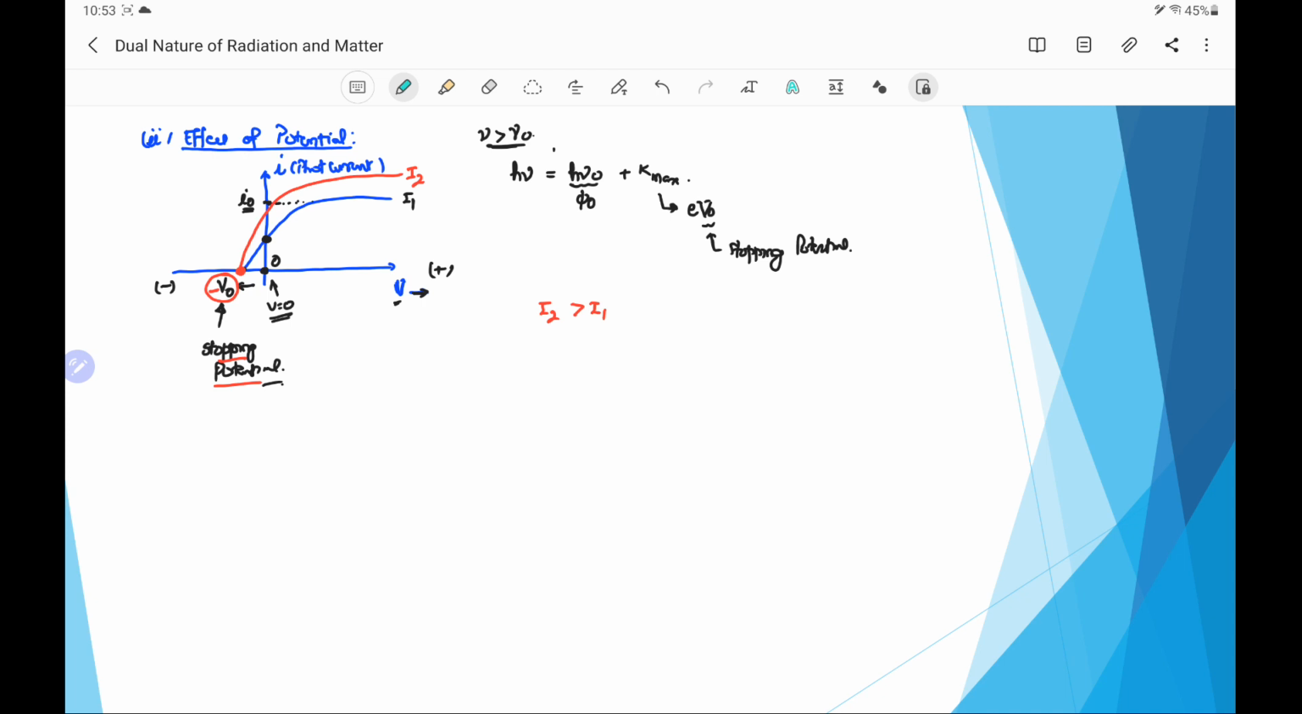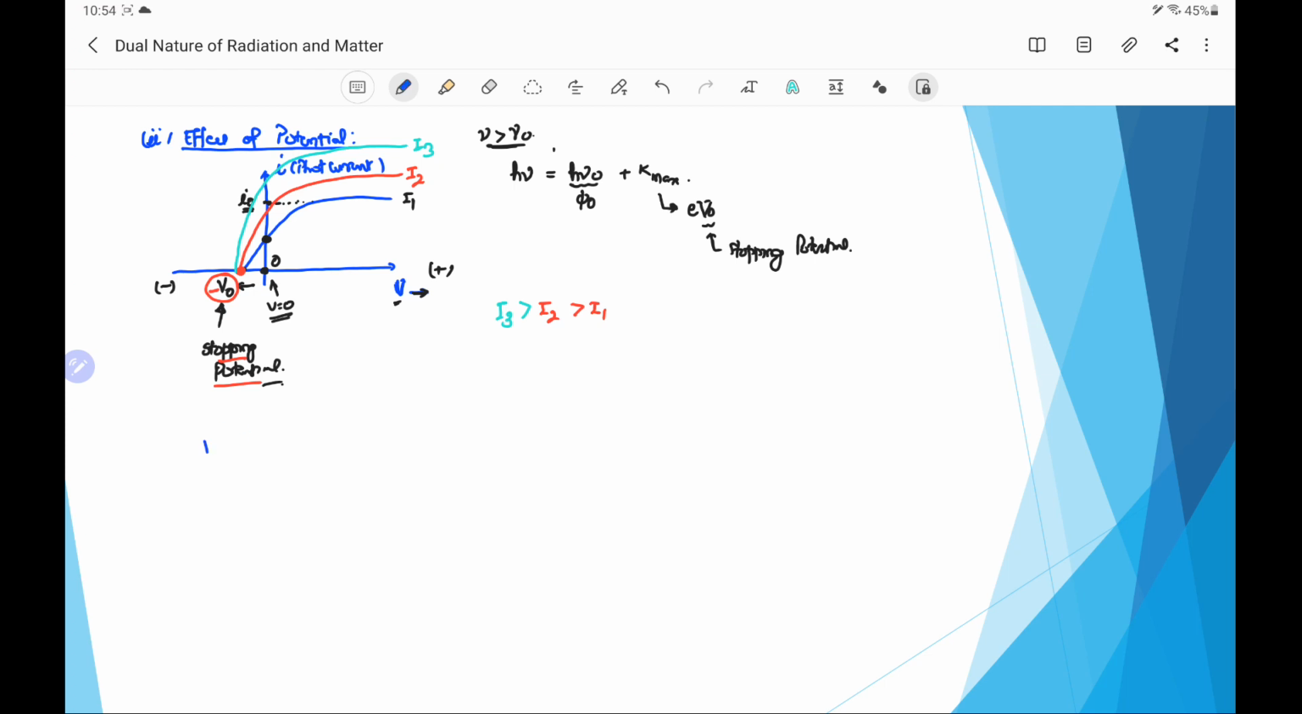Similarly, if we further increase the intensity, then the graph will be like this third graph, I3, having the intensity I3, and the relation will be I3 is greater than I2 is greater than I1. Again here the stopping potential is the same because the metal surface is the same. It is independent of the incident radiation intensity.